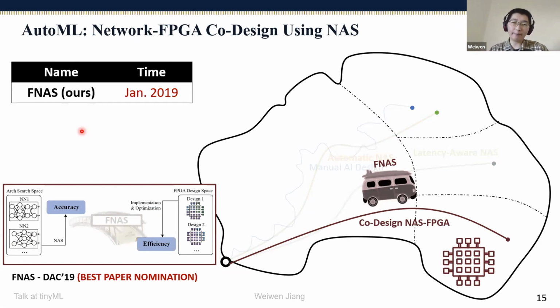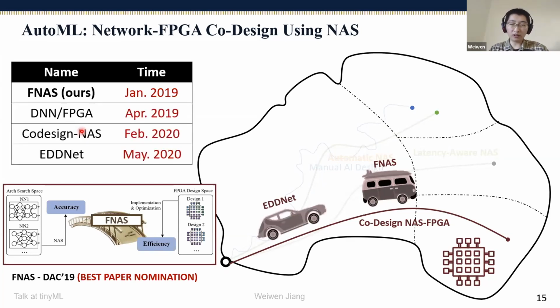To close this gap, we proposed the first co-design framework, FNAS, in 2019. FNAS can simultaneously explore both spaces in an integrated search loop. This work obtained the best paper nomination that year. Recently, the differentiable approach has also been applied to the co-design framework, for example, EDDNet from UIUC.